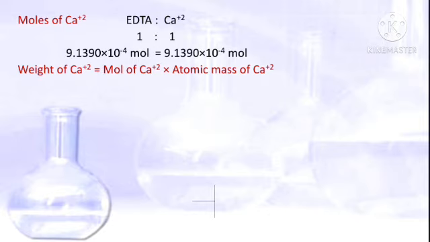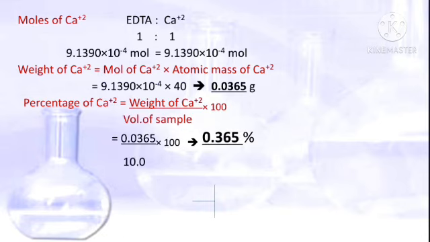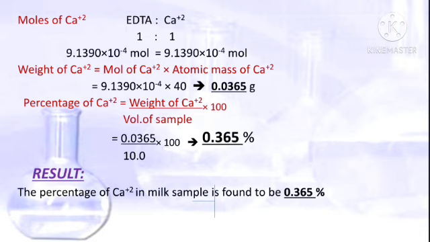Weight of calcium is calculated by multiplying the moles of calcium and atomic mass of calcium. Weight of calcium is equal to 0.0365 gram. Now finally, we find percentage of calcium. Weight of calcium divided by volume of sample, that is 10 ml, multiplied by 100, we get percentage of calcium, that is 0.365. At last, we discuss the result. The percentage of calcium in the milk sample is found to be 0.365.